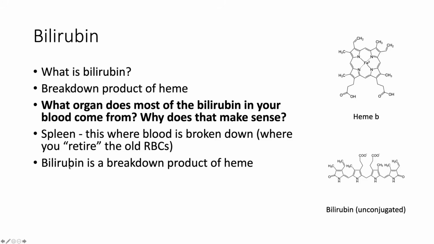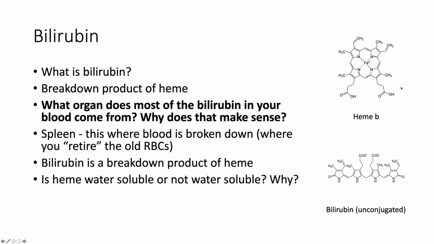Great. So bilirubin is a breakdown product of heme, right? So the spleen is where you're breaking down all that heme. So it makes sense. And so Satya, is heme water soluble or not water soluble, and why? Heme has protoporphyrin and iron. I would think it's water soluble.